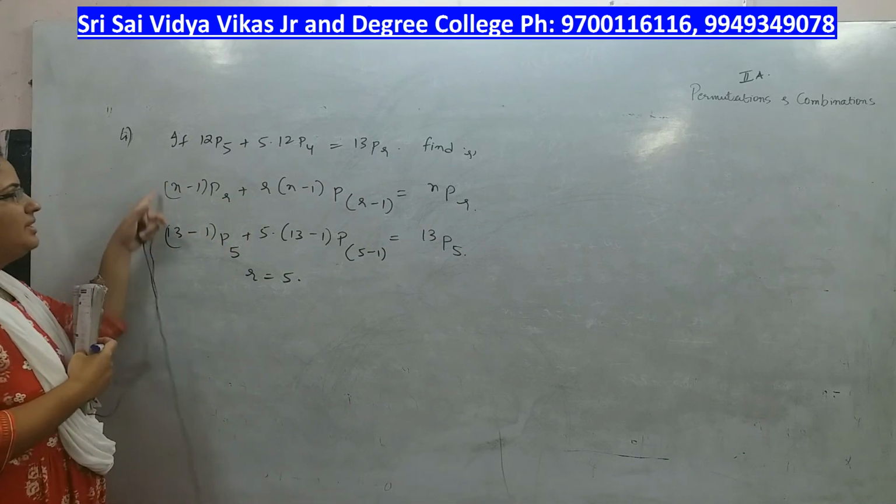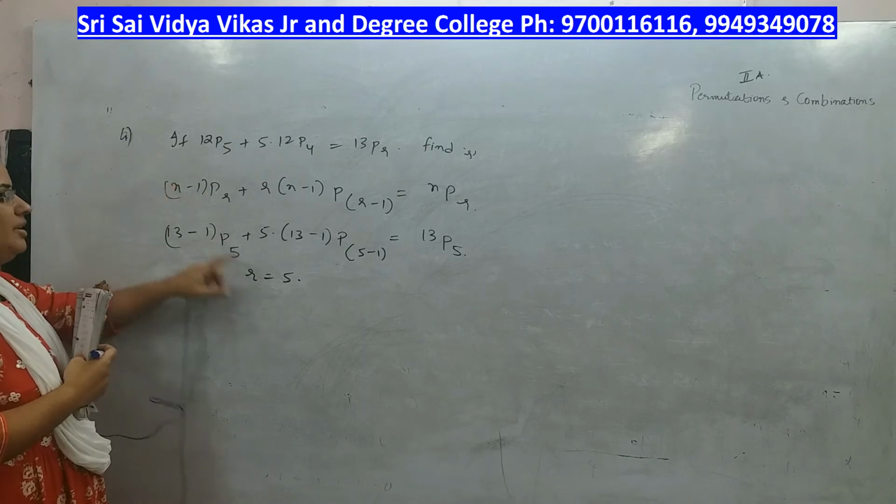You have to compare this with this. We are comparing this with this. So we got r value as 5.